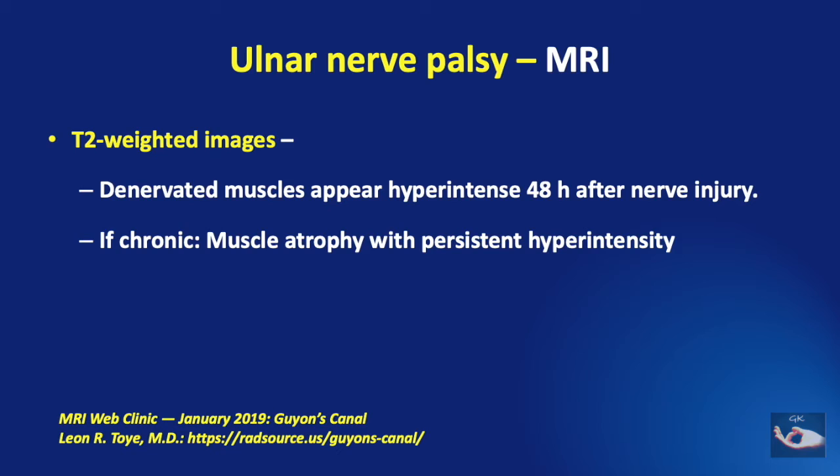In the T2 weighted images, on the other hand, it is more important to visualize the denervated muscles, which appear hyper-intense 48 hours after nerve injury. If it is a chronic injury, the muscle atrophy will be seen with persistent hyperintensity.